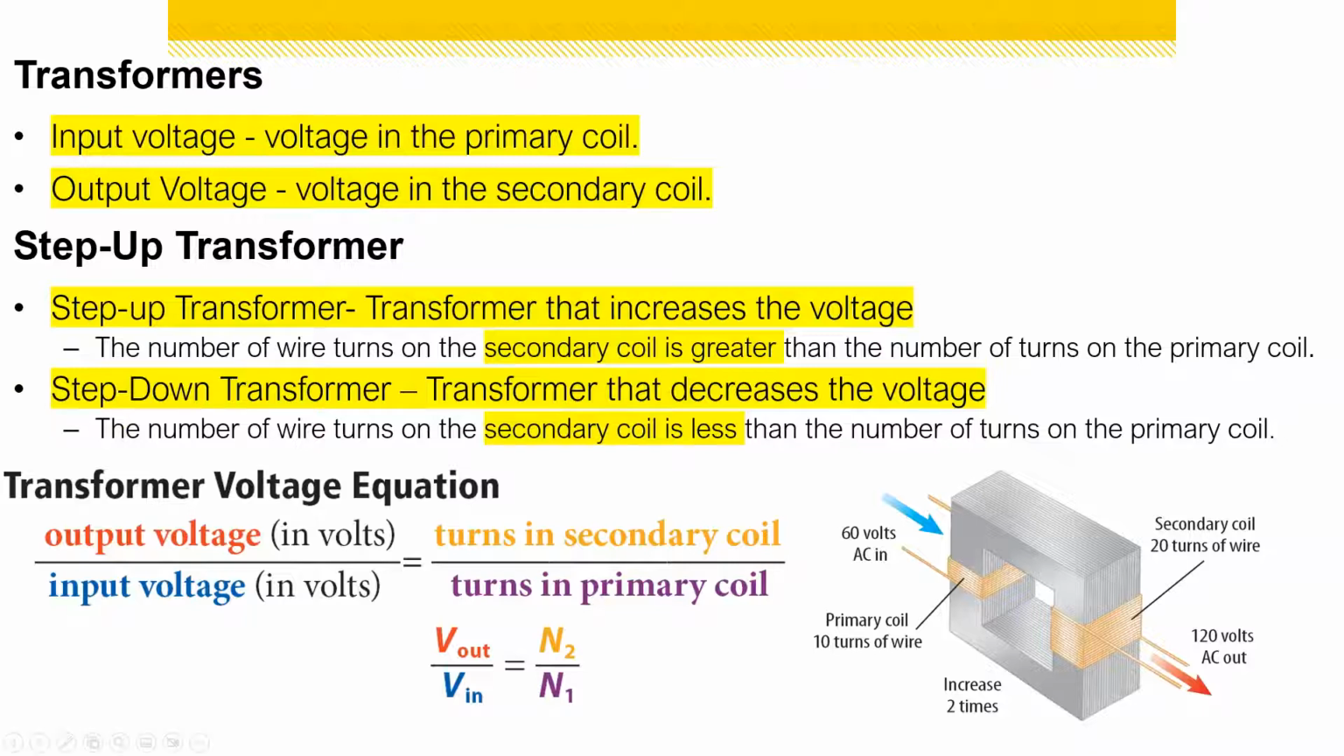So it's a really easy equation. Output voltage over input voltage equals secondary coil over primary coil. So this is commonly just V out over V in equals N2, the number of turns on the secondary coil, divided by N1.